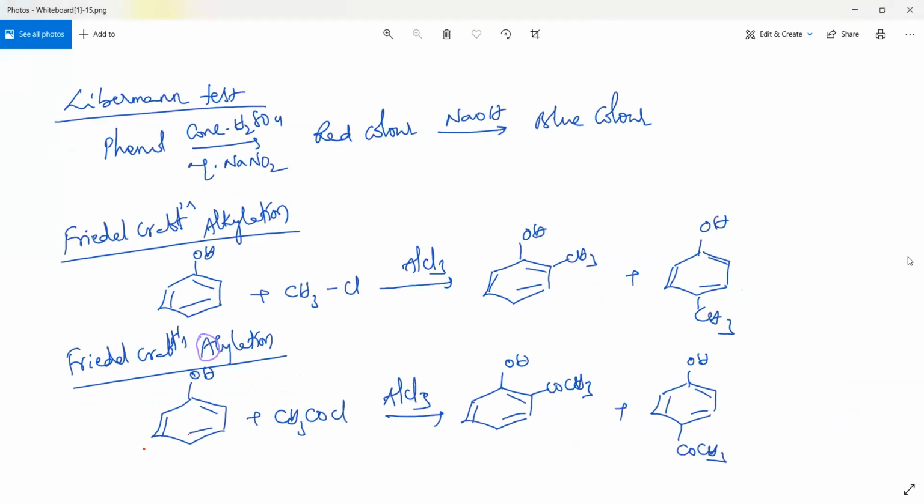Then test for phenol, Liebermann test. When phenol is treated with concentrated H2SO4 and aqueous NaNO2, you will get red color, and that red color, when treated with NaOH, converts to blue color. Friedel-Crafts alkylation and acylation are always at ortho and para positions. So those reactions will not change.